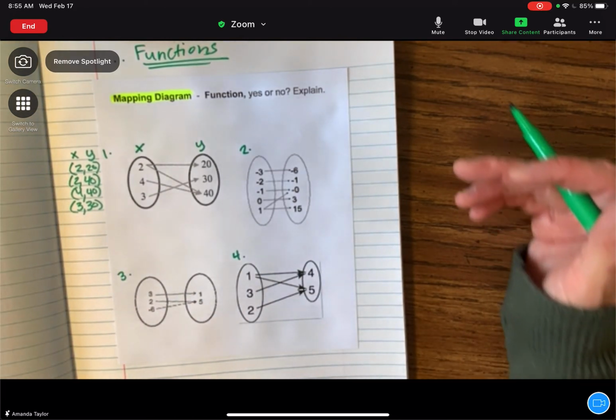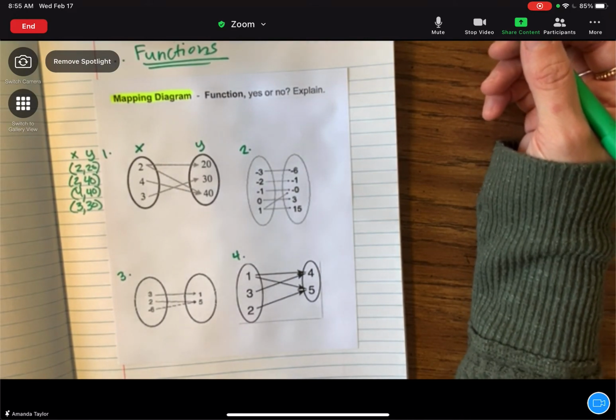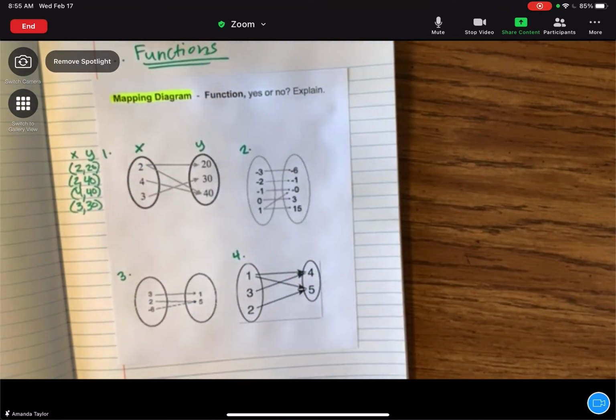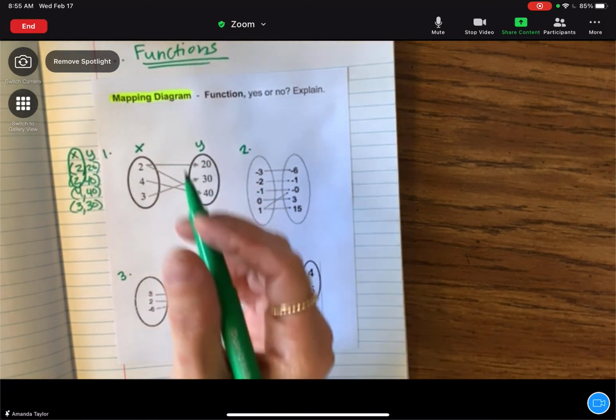Is number 1 a function? No, because which number repeats? 40 does repeat and 2 repeats. Which ones, the x's or the y's, cannot repeat? The x's cannot repeat. So it has 2 2's.